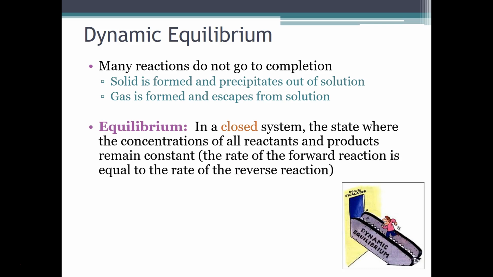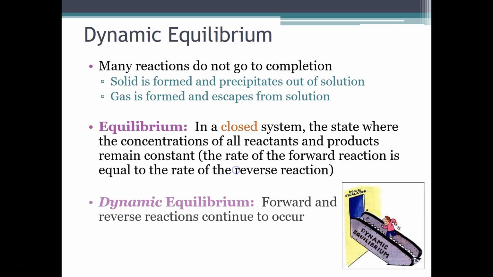Alright, so equilibrium is a state in a closed system where the concentrations of reactants and products remain constant. And they remain constant because the rates of the forward and reverse reactions are equal to each other. Now it's really important that you separate the words constant from equal, because although in equilibrium the concentrations are constant, they're not necessarily equal. It's the rates of the reactions which are equal.